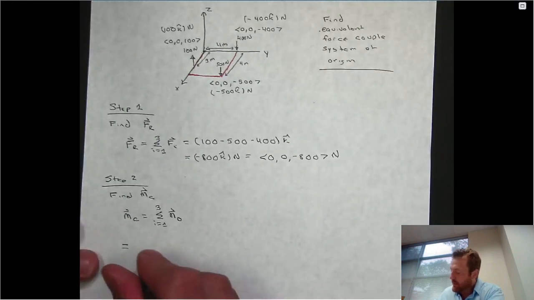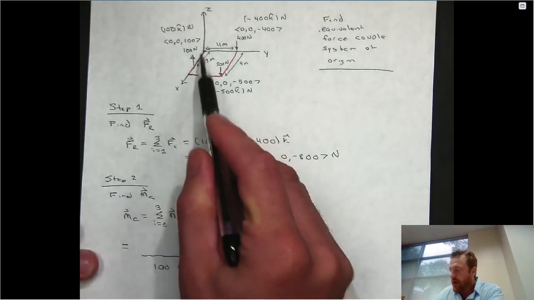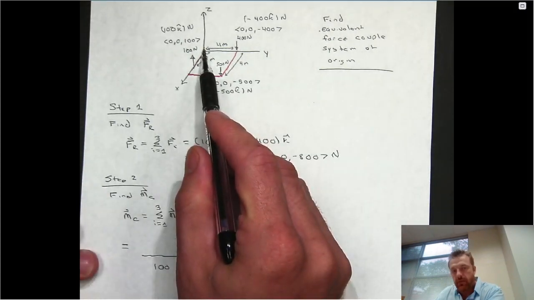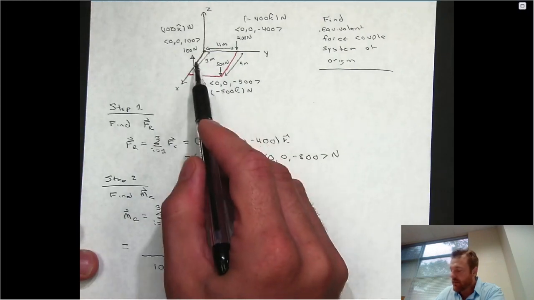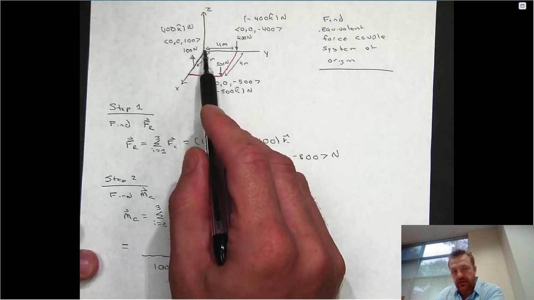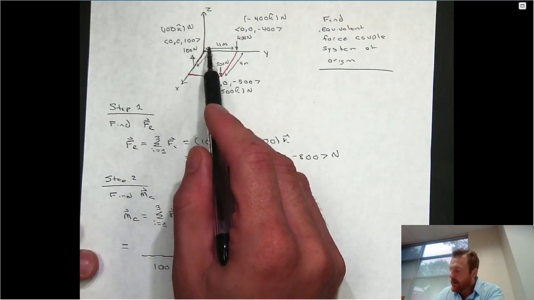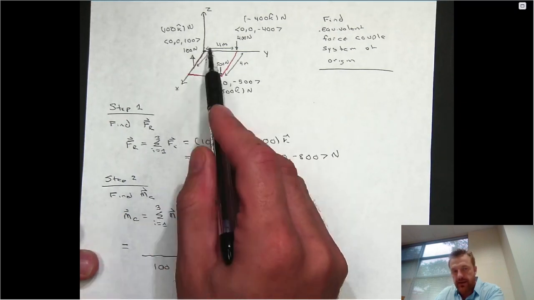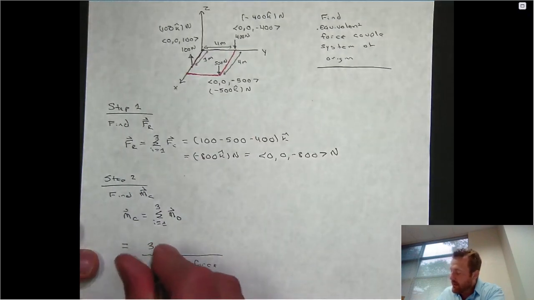So let's actually do it here. So let's start with the 100 Newton force. Remember, when you compute the moment of a force about a point, you have to draw a position vector from that point to any point along the line of action of the force. The easiest one to do here is a point of application. So it's going to be a position vector from the origin to this point of application of the 100 Newton force. Notice you're moving in the positive x direction. It's a 3-meter displacement. So the position vector will just be 3 i hat.